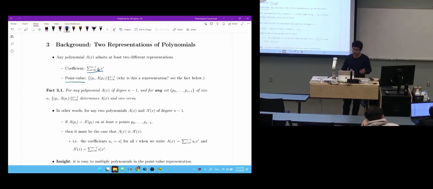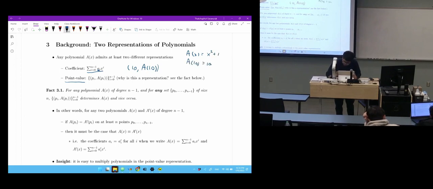What do I mean by that? Well, I mean that it's like a pair of points. I'm given a point, let's say 10, and then I evaluate A at 10. Just put 10 into this polynomial and evaluate it, right? That is, let's say A(x) is x squared plus 1, then A(10) is just this plus this, which is this. So this is just one evaluation point.